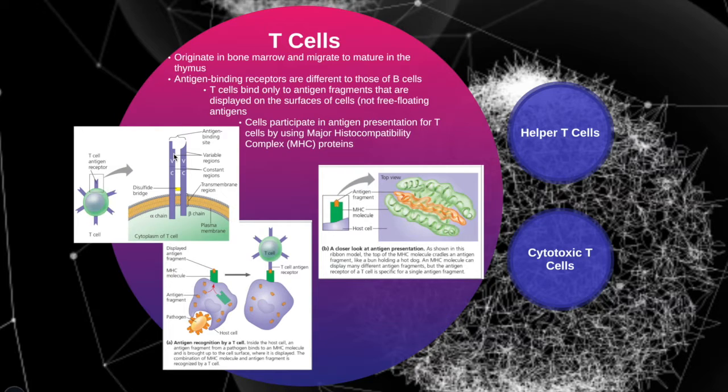Now, T cells bind only to antigen fragments that are present on the surfaces of cells through something called antigen presentation. Cells that participate in antigen presentation use MHC proteins, or major histocompatibility complex proteins. Here you can see T cells binding to these antigen fragments that cells put out with the help of MHC proteins. There are two types of T cells, helper T cells and cytotoxic T cells.